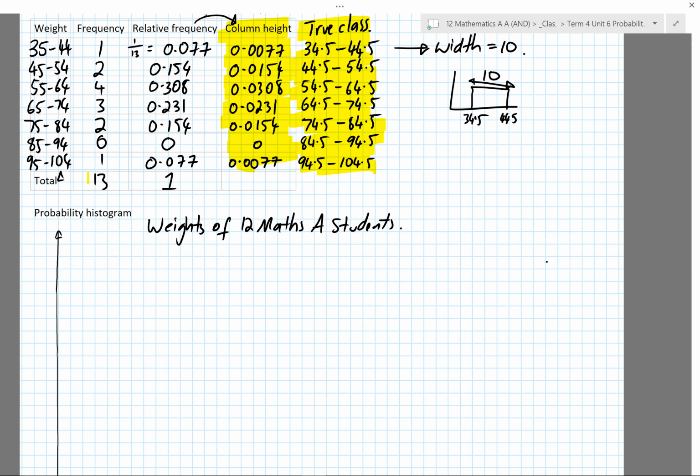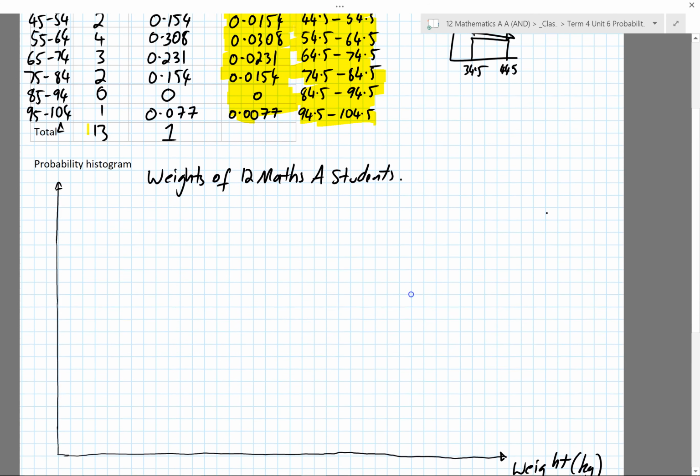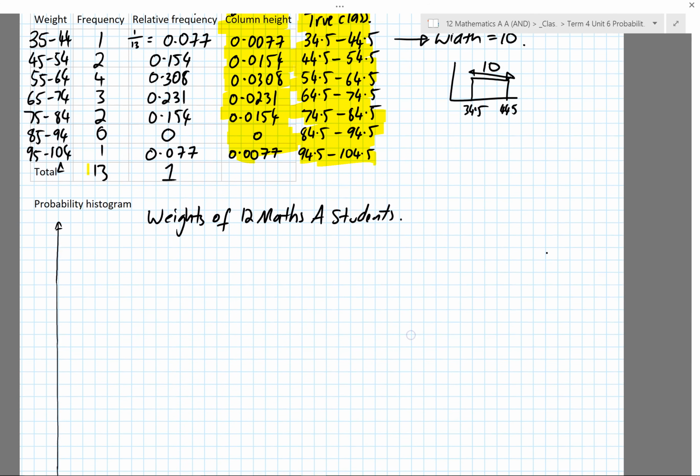It is a little bit tricky to think of how you're going to label these axes, especially the vertical one. I'd look at my column heights and see that the biggest one is 0.0308. So I'm going to go from 0 to probably 0.035, and I'm going to break that up into sections of 5. So I go from 0, 0.005, 0.010, etc.